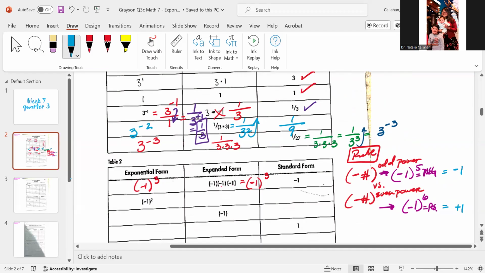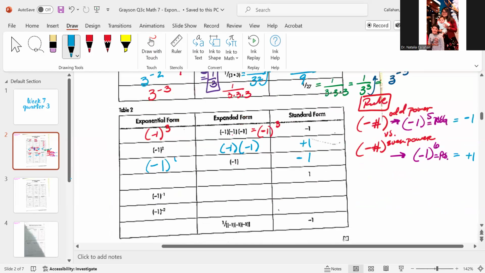Okay. This is negative 1 times negative 1, right? Which is a positive 1. Okay. Is that just negative 1 right here? Just negative 1 to the 1 power. Just negative 1. That's it. This one's a 1.